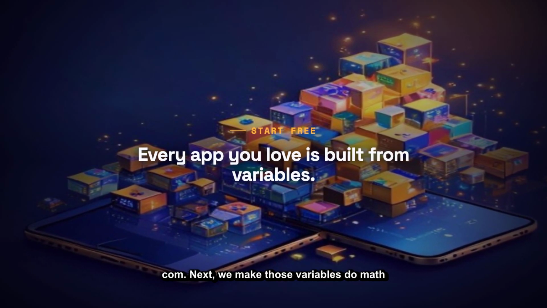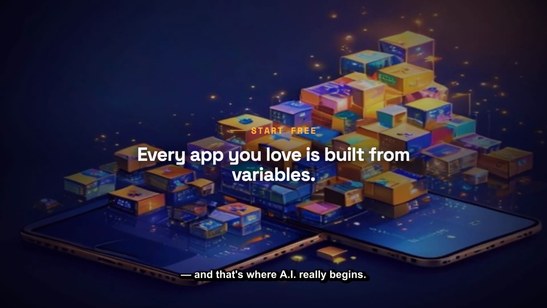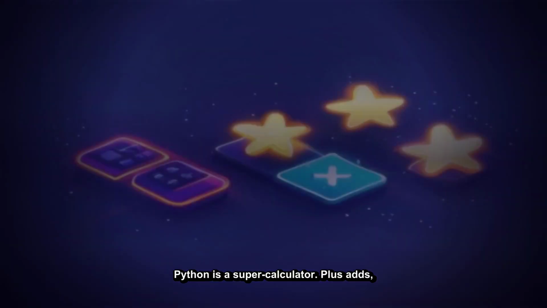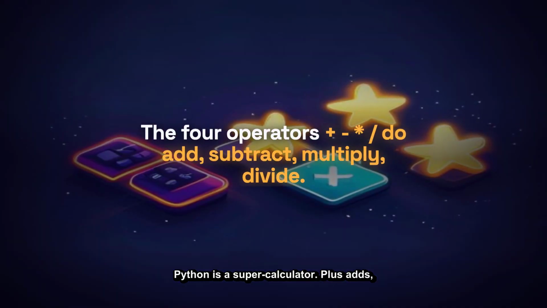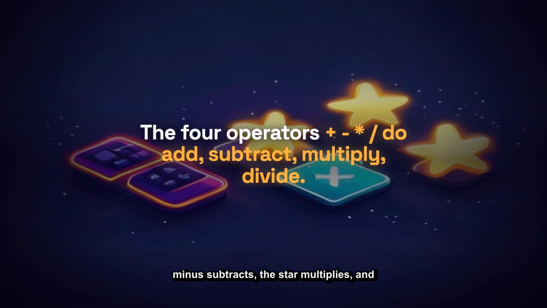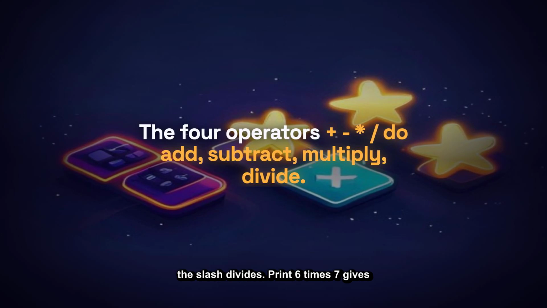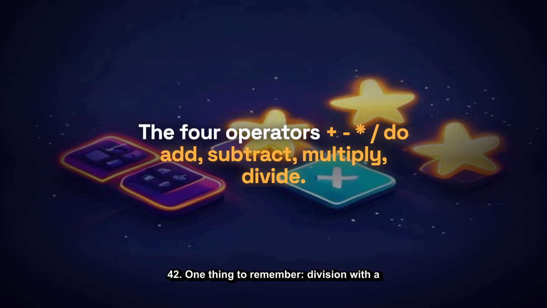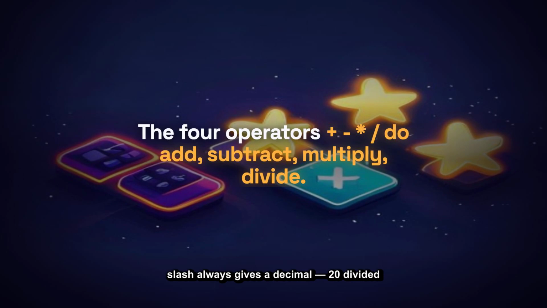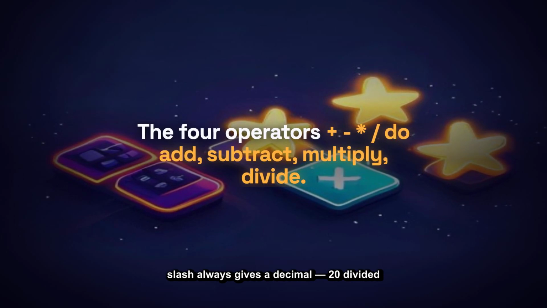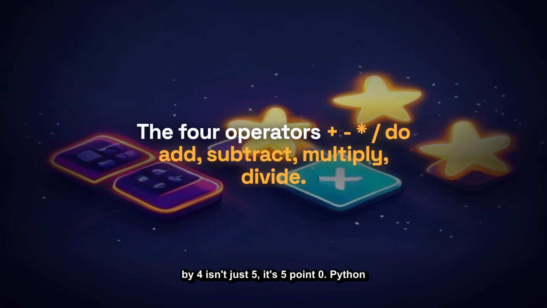Next, we make those variables do math, and that's where AI really begins. Python is a super calculator. Plus adds, minus subtracts, the star multiplies, and the slash divides. Print 6 times 7 gives 42. One thing to remember, division with a slash always gives a decimal. 20 divided by 4 isn't just 5, it's 5.0.